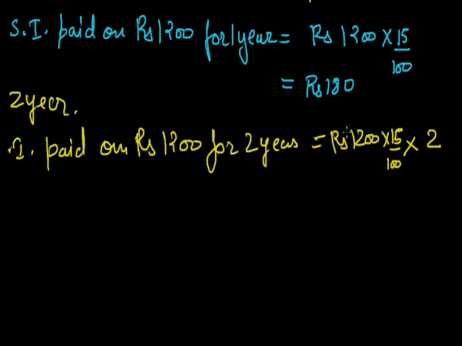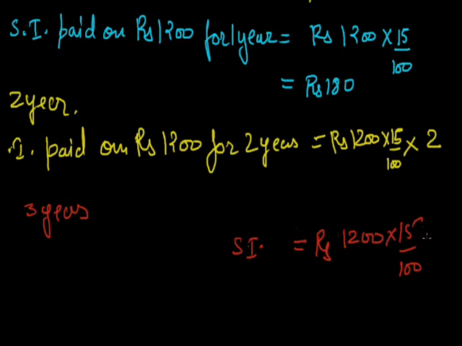Since this was the money paid for 1 year, now for 2 years we will multiply this money by 2. And now if I have to calculate the same money for 3 years, then I have to just multiply the simple interest, or the money I have calculated for 1 year. This was the money for 1 year. Then we have to just multiply it by 3 to calculate the money to be paid for the 3 years.